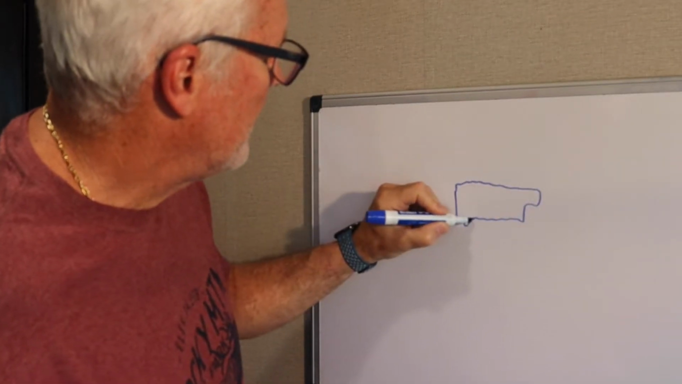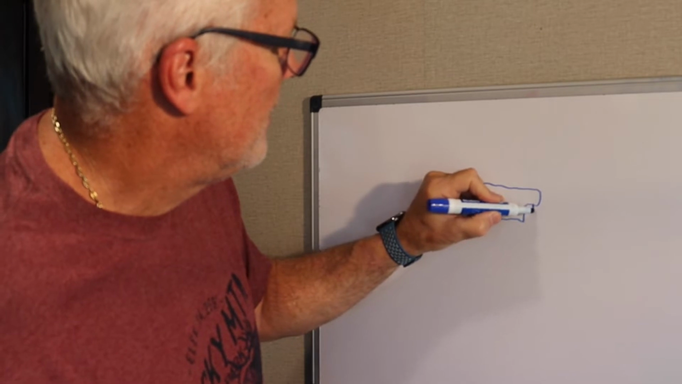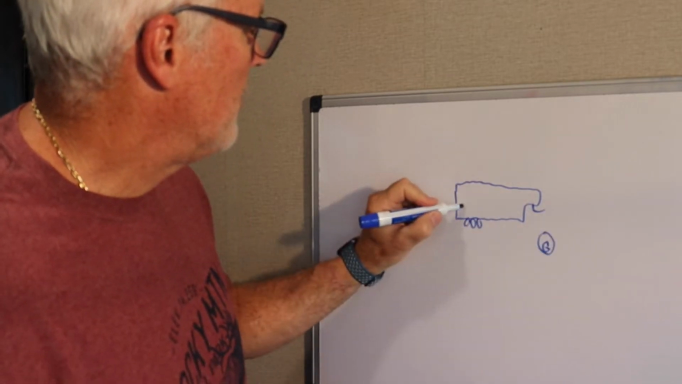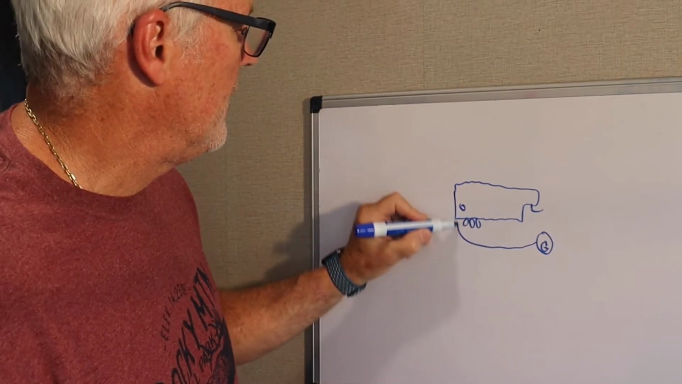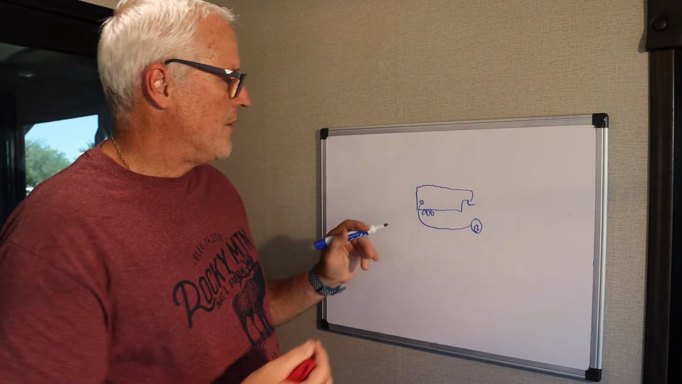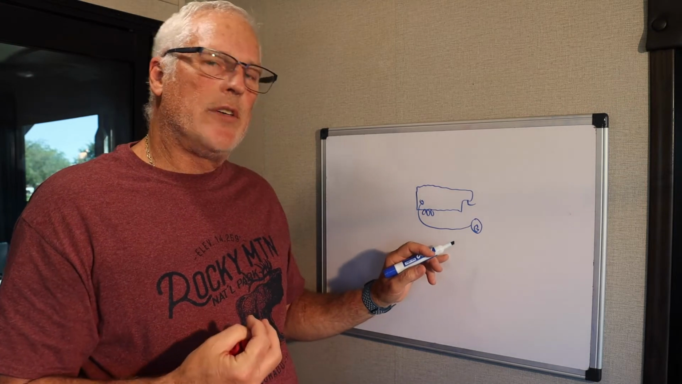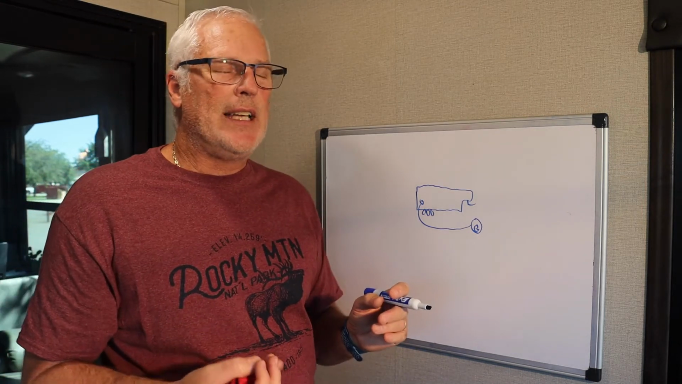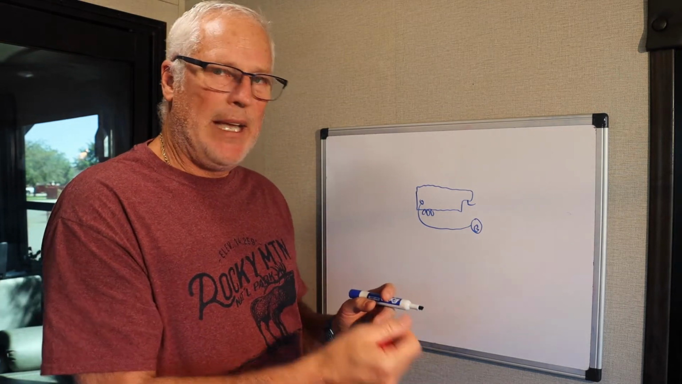Not a very good looking RV. So we have our generator. We're going to plug this into our RV. Now what happens? This generator is putting out 120 volts. It's coming into our RV. This is just like being at a campground, plugging into a pedestal.